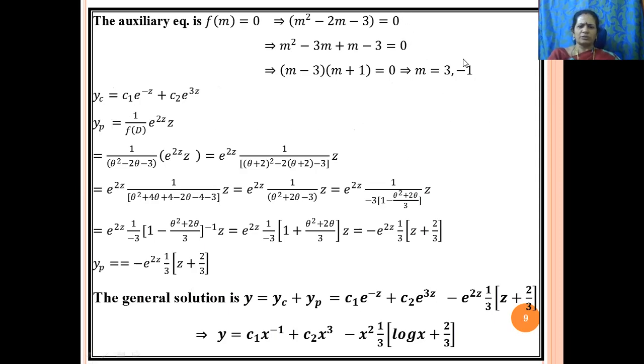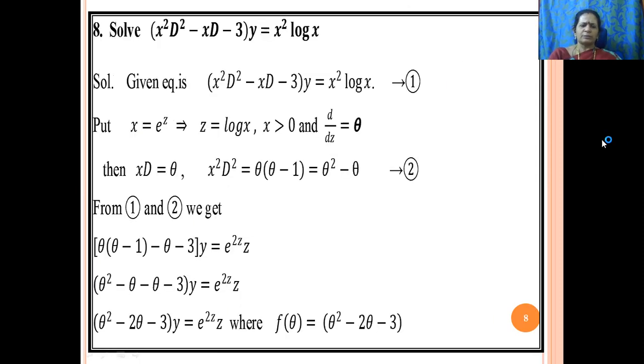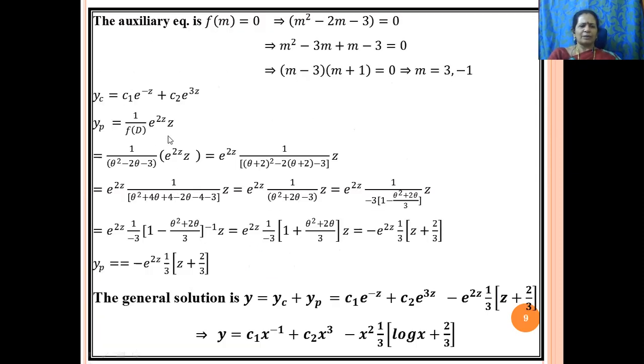So these are 2 different roots. So the formula is c1 into e power az plus c2 into e power bz. So a is 3, b is minus 1. After that, this is the yc. Then write down the yp. So yp is 1 by f of D into e power 2z into z. E power 2z into z is the Q. Right? So 1 by f of D into Q, the Q value is this one. So 1 by f of D is substituted here.